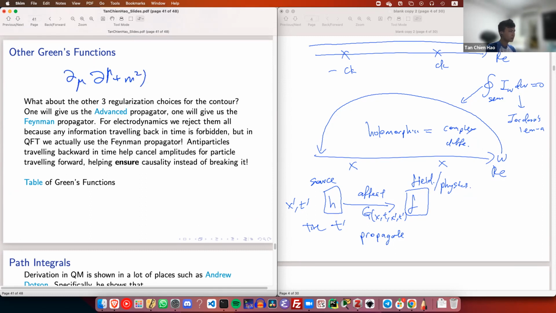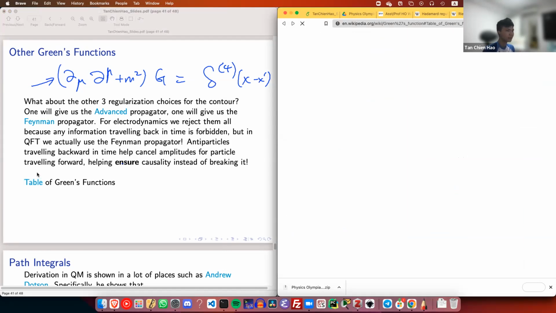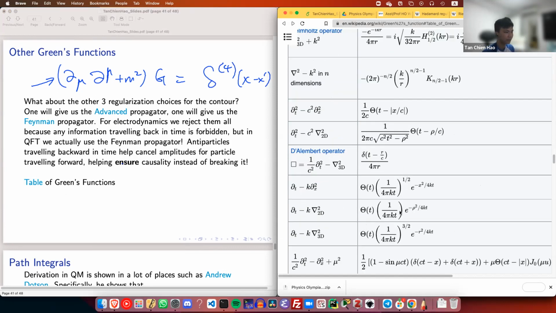M squared, was it a plus? I think it was a plus. Equals J. This thing, we need to find the inverse of this differential operator, which is given by the Green's function. So we're looking for a Green's function that satisfies this, x minus x prime. Here's a table of Green's functions that you can check out. It shows the table of Green's functions for quite a lot of operators.